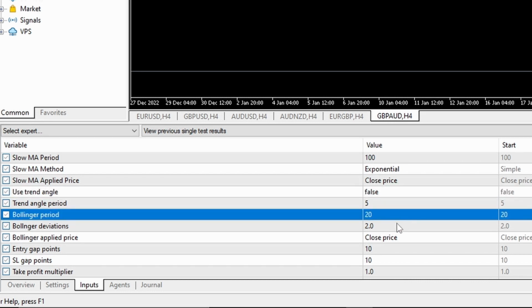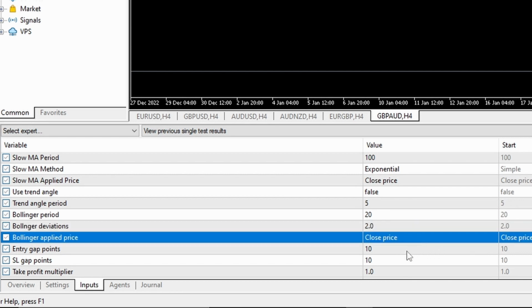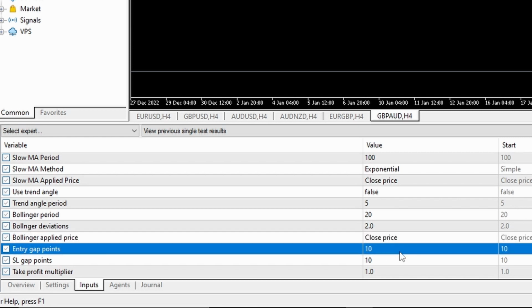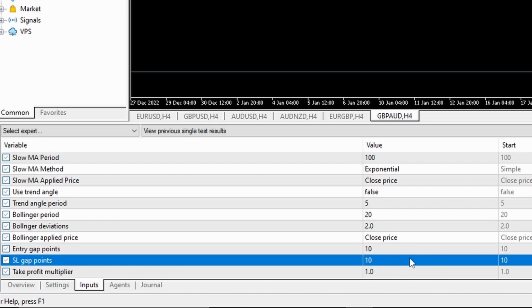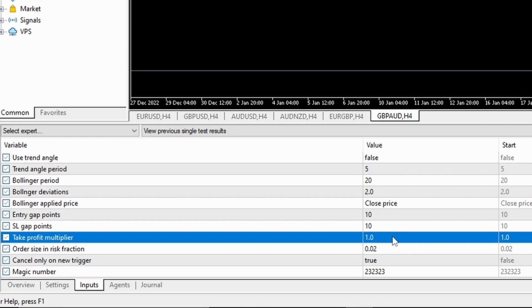The Bollinger period 20 and Bollinger deviations of 2, so those are the defaults for a Bollinger, and the applied price for Bollinger is close price. The entry gap, so this is the number of points away from the trigger candle, and that's 10 points or 1 pip, and the stop loss gap, again, that's the number of points away from the high or low of the trigger candle, that's also 10 points. And the take profit multiplier 1, so I've got a 1-to-1 take profit stop loss ratio.